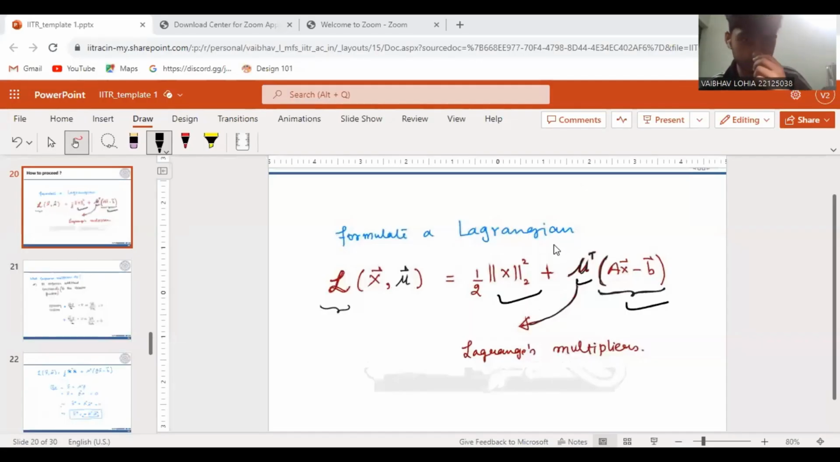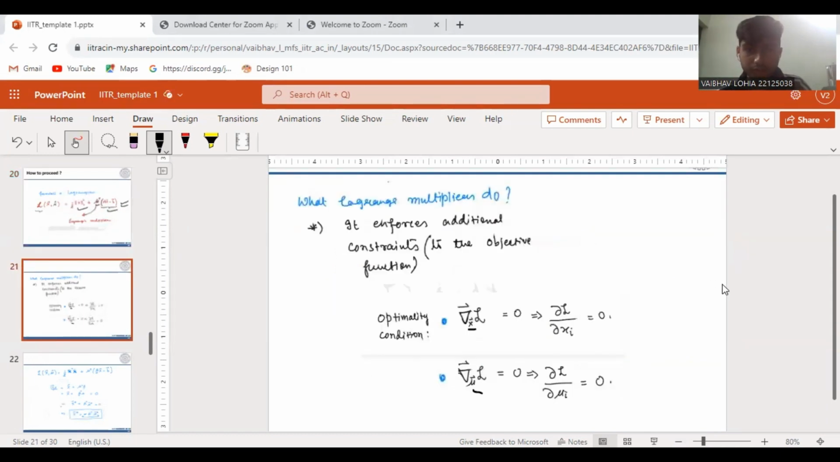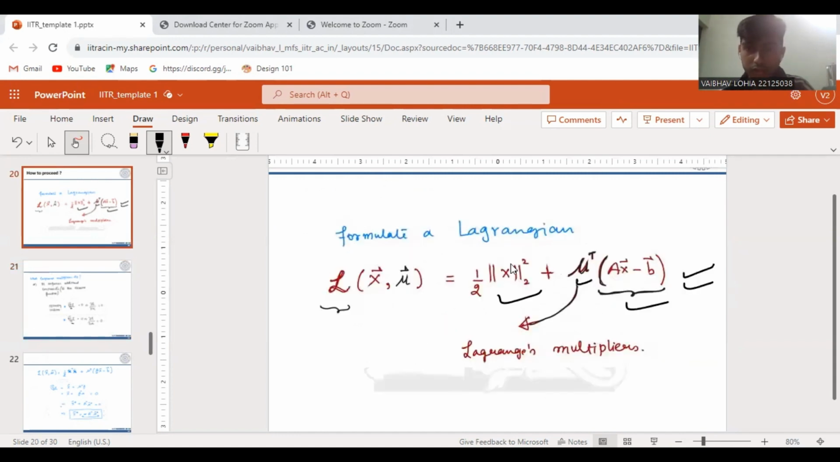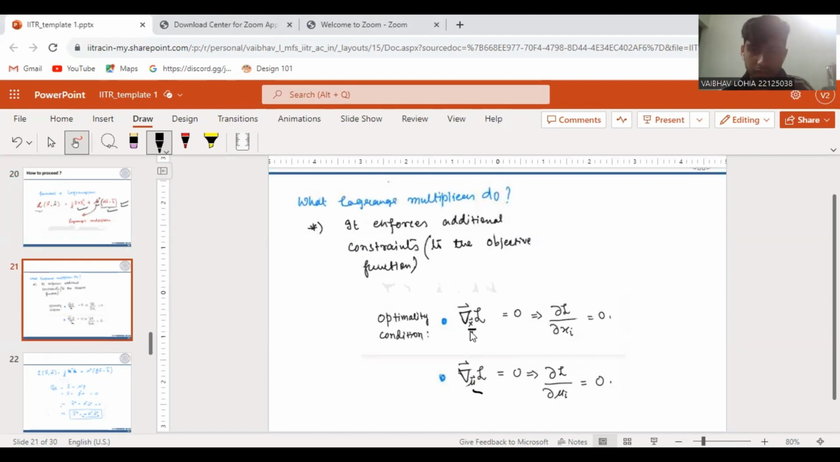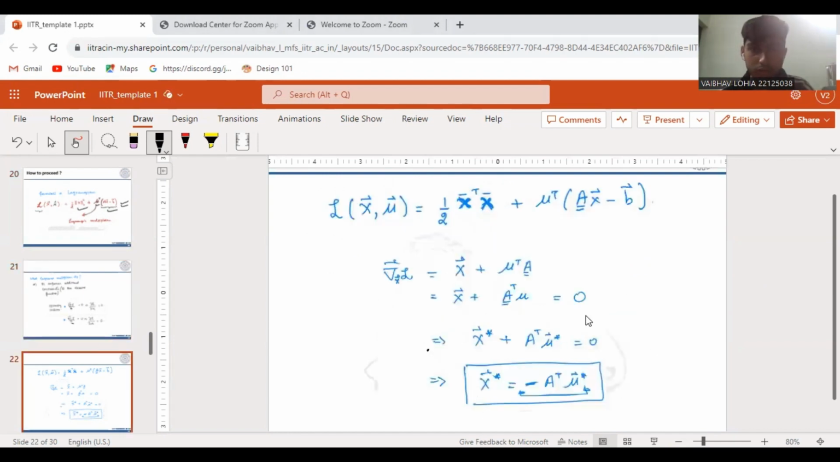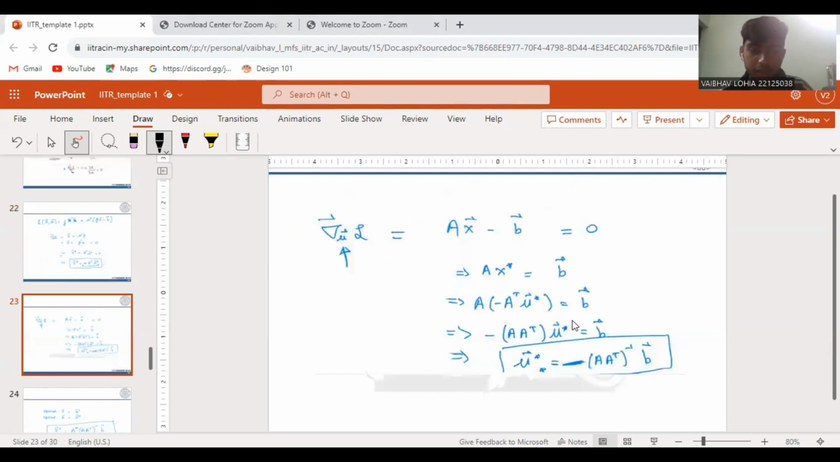We were thinking how to proceed in underdetermined systems. We introduce a new value called the Lagrangian multipliers. What do Lagrangian multipliers do? They enforce additional constraints like we have in this. Taking the derivative with respect to x and with respect to mu in this equation, if we take the gradient with respect to x, we get x vector as minus A transpose mu vector. Similarly, taking the gradient with respect to mu, we get mu vector as minus (A A transpose) inverse B vector. We can see that calculation. This is very easy.